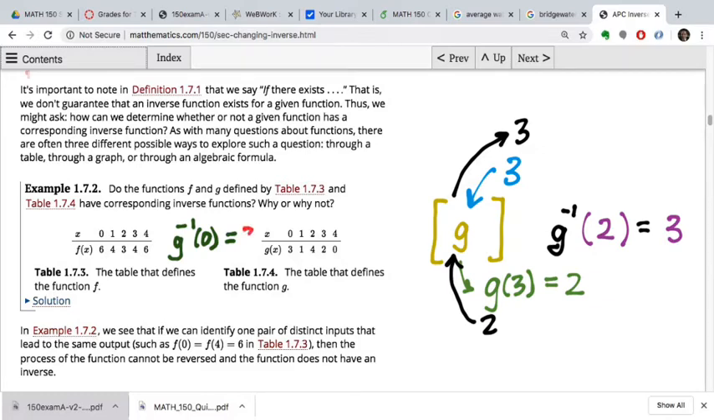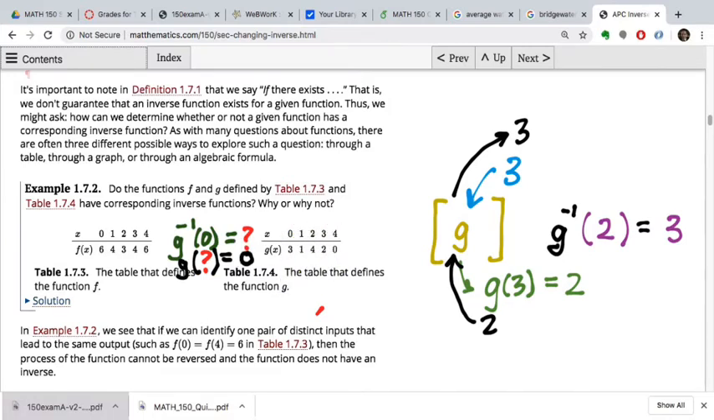Exactly. So I think the best way to do it is to sort of put a question mark there. g inverse of 0 is something, and whatever that something is, trade places with that something and the 0. What we're really asking then is how to turn something into 0 via the function, not g inverse anymore, but g. g inverse of 0 is whatever, if and only if g of that whatever is equal to 0. And so how do I answer the question, g of what is equal to 0, using this table?